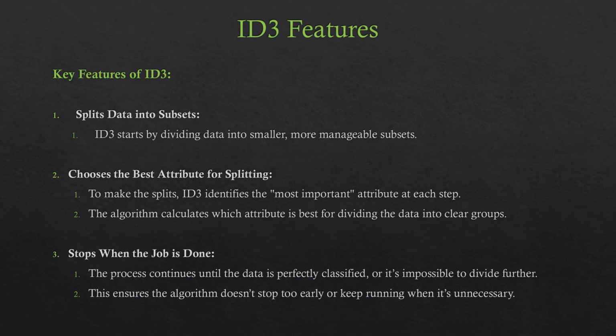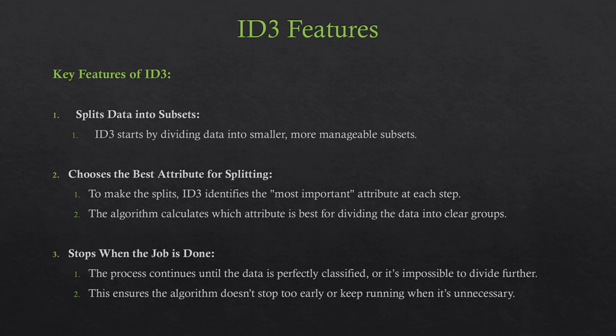Key features of the ID3 algorithm. One, split data into subsets. Purpose: the algorithm divides the dataset into smaller, more manageable subsets at each step. The splitting makes the classification process efficient by narrowing down the possibilities as the tree grows.